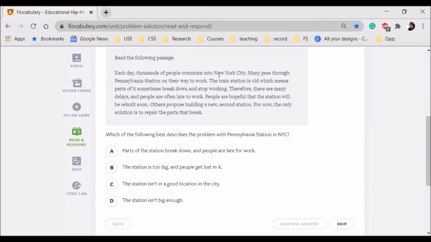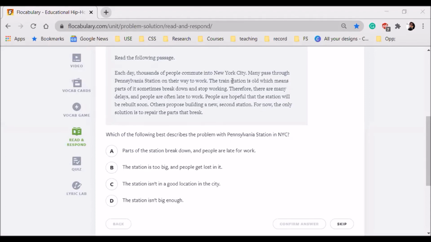Each day, thousands of people commute to New York City. Okay, read this paragraph and find which statement best describes the problem with Pennsylvania Station. Pennsylvania Station is the name of a station in New York City. When you find the answer, please type A, B, C, or D in the chat.